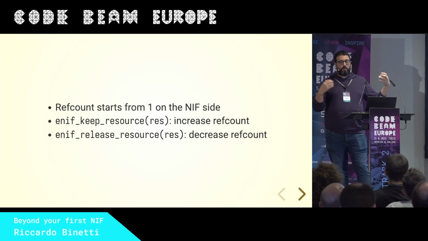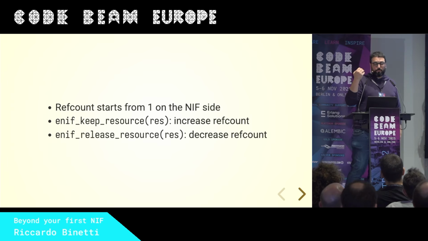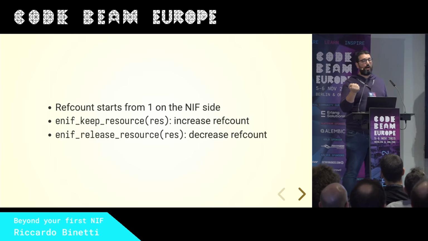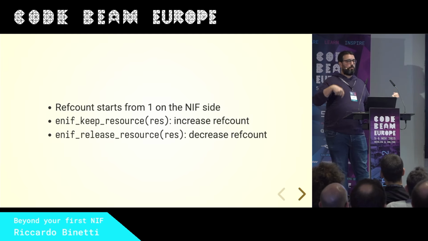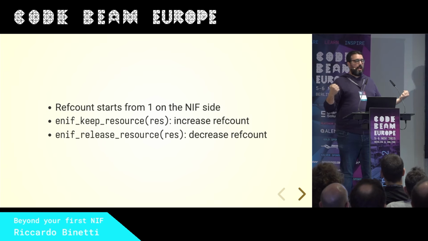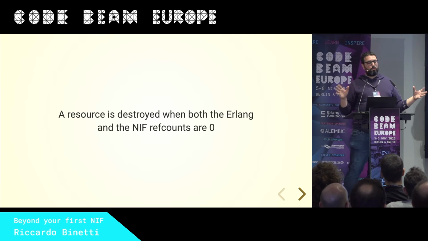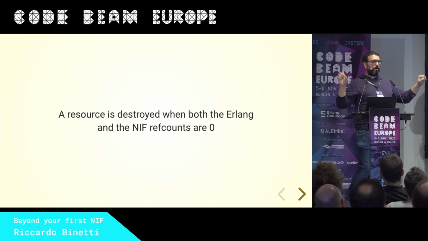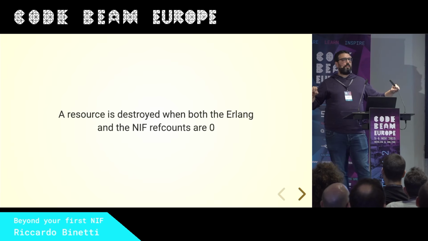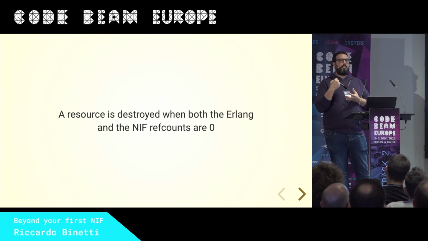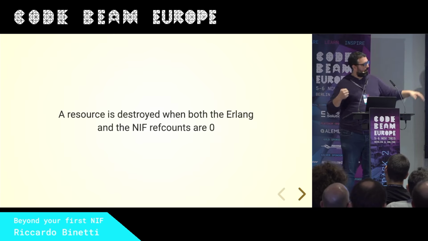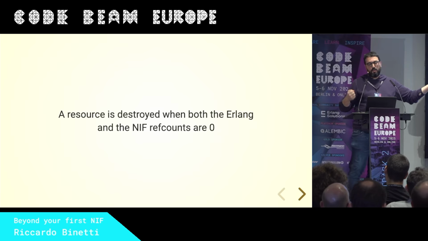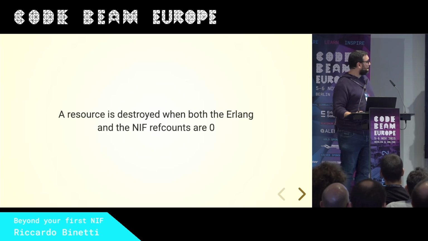So when you create a resource, the reference count starts from 1, and then you can increase it and decrease it on the C side. And the resource is destroyed when both the Erlang ref count and the NIF ref counts are 0. So you can have something that you can keep on the C side, even if it would get garbage collected on the Elixir side, or vice versa.